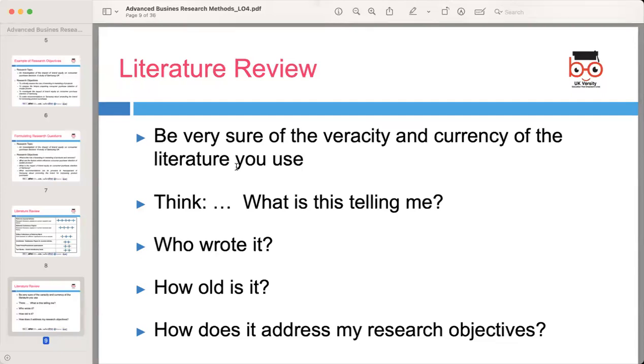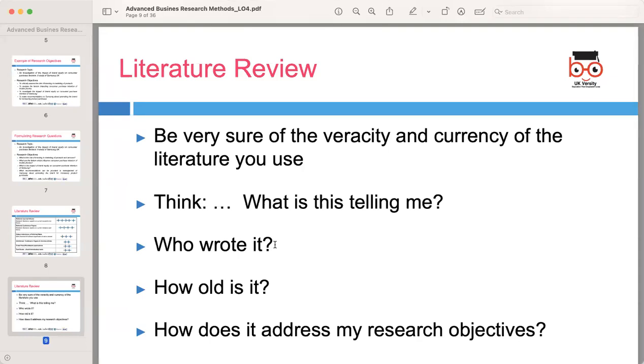So literature review, be very sure of the veracity and currency of the literature you use. Think, what is this telling me? Who wrote it? How old is it? And how does it address my research objective? So this is a very important check before using any literature. It is key to ensure the accuracy and up-to-dateness.